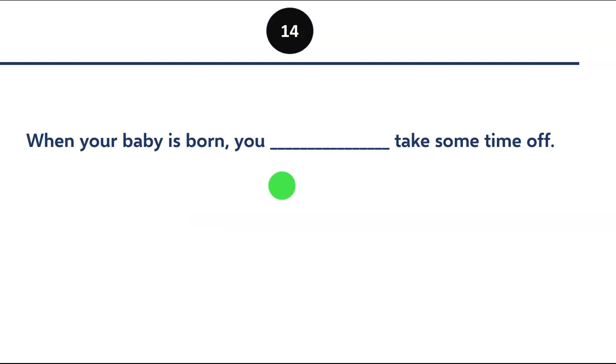When your baby is born, you dash take some time off. Your 10 seconds start now.